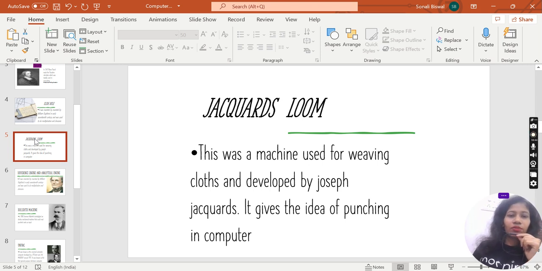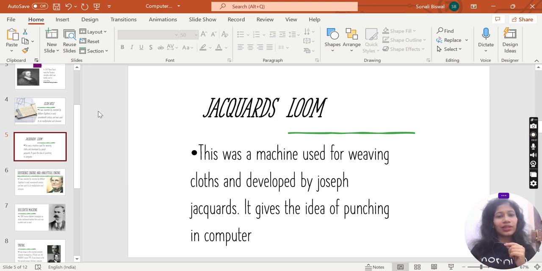Jacquard's loom. This was the machine used for weaving cloth and was developed by Joseph Jacquard. It gives the idea of punching in computers. So Jacquard's loom was used for weaving cloth and was developed by Joseph Jacquard. It gives the idea of punching computers.